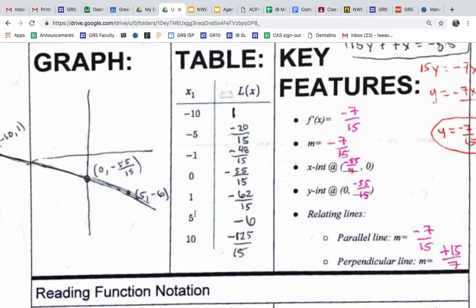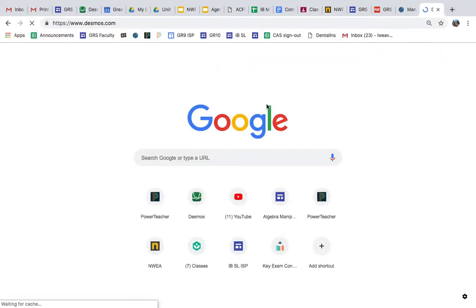We have to substitute in x equals 5 into the equation, but it should work out nicely. You should get negative 6. And negative 10 works out nicely to be positive 1. And then also we can substitute in x equals 10 and get negative 125 over 15. Now you can always double check on Desmos.